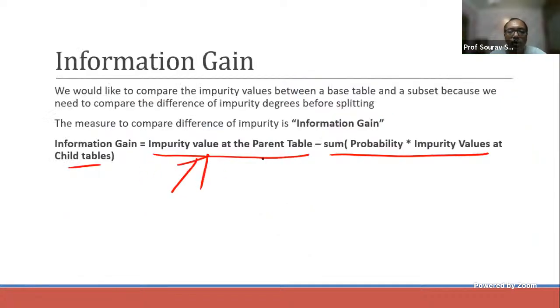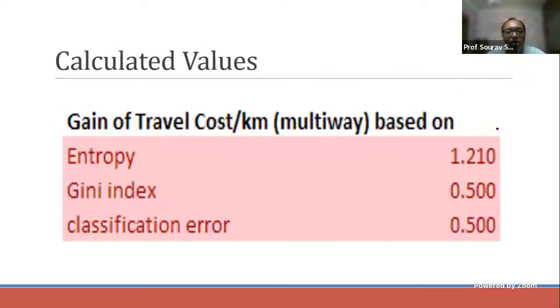Impurity value at the root minus the impurity value at the child node. So this is how I get the gain value. Entropy, Gini index, classification error. How are we getting this? Let me show that to you.